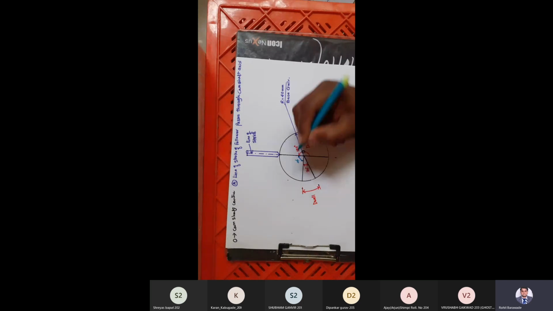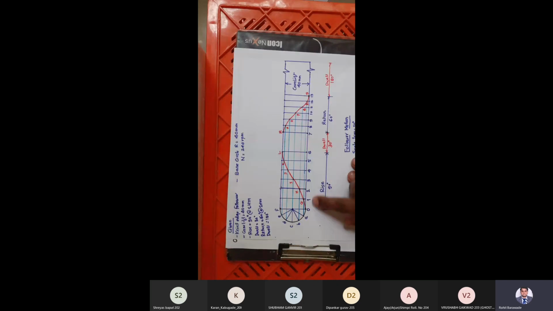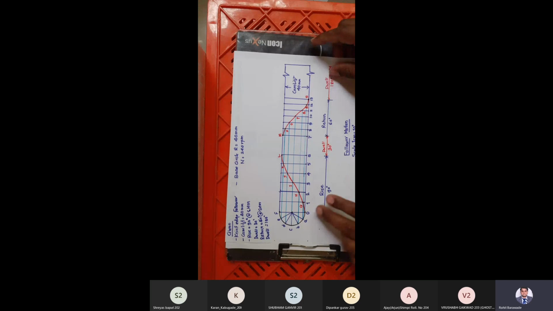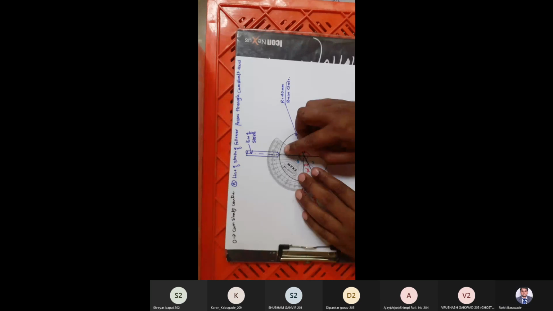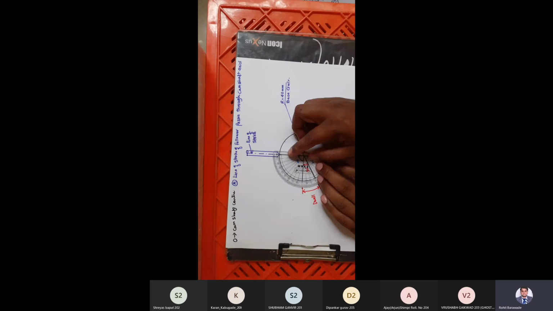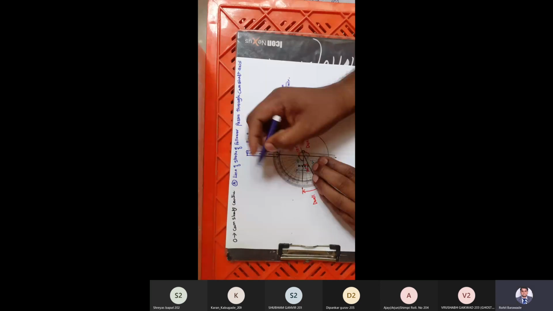Okay, so in the follower motion, the rise is divided into 6 parts, right? So we will divide this rise period here also in 6 parts, right? So 6 parts means what? 90 divided by 6 is 15. So we will divide this 90 degree into 15 degree each. So this 15 degree, then 30, then 45, 60, then 75.